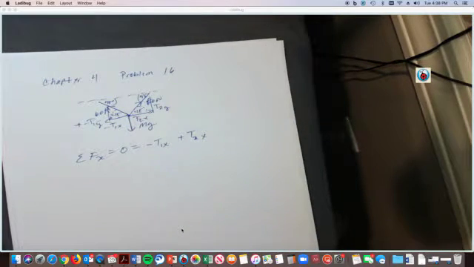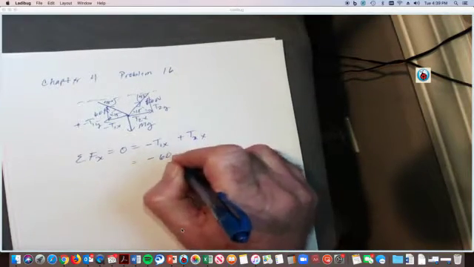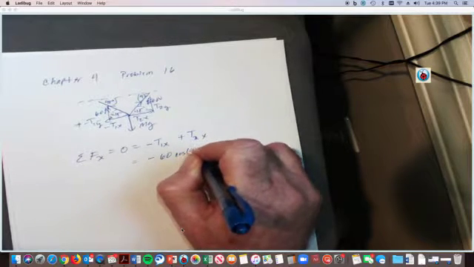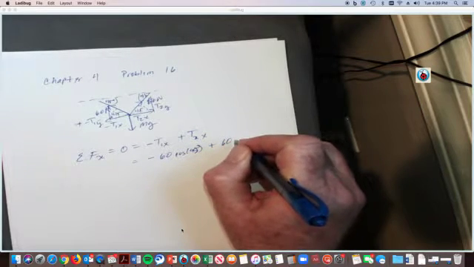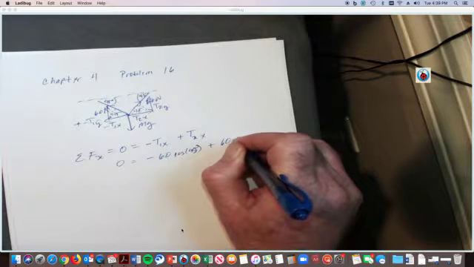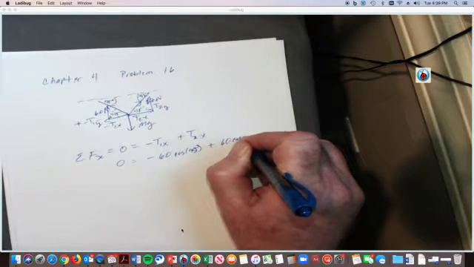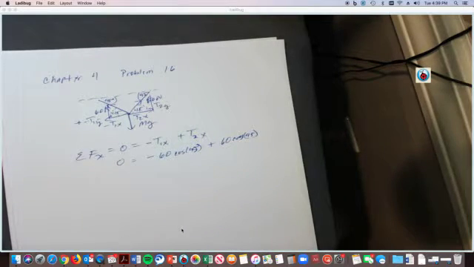All right, well, I know what they are. I can calculate them because I know that they equal minus 60 times the cosine of 45 plus 60 times the cosine of 45. So I don't even have to worry about these two. They don't do anything. They go to 0. The x components go to 0.